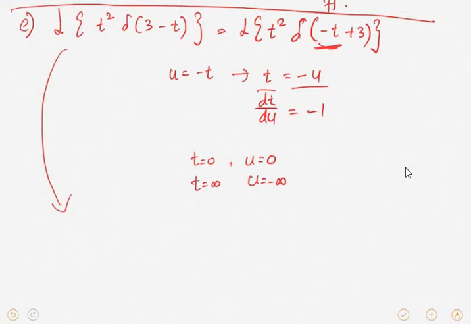Then back to here. Now you change the t into negative u and change the u to negative t. So you have the Laplace transform. t square you change to negative u square. Delta(negative t) you change to positive, so delta(u plus 3). Sorry, it's just delta(u plus 3), no dt.